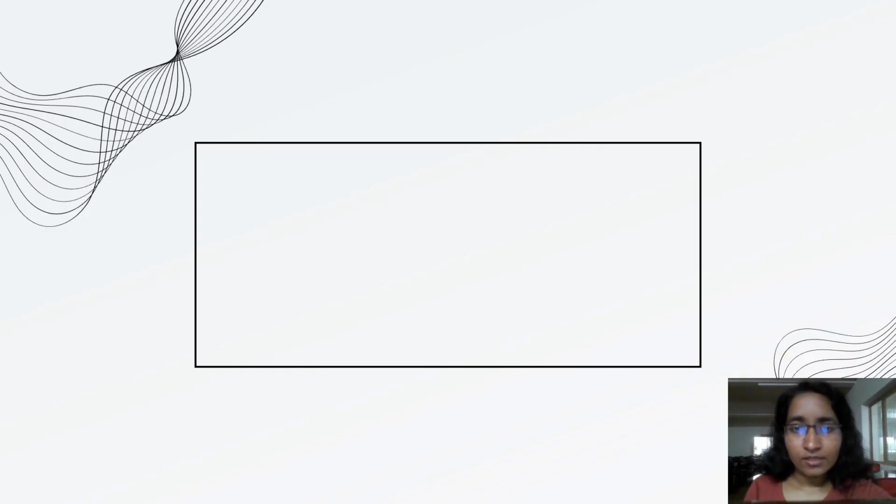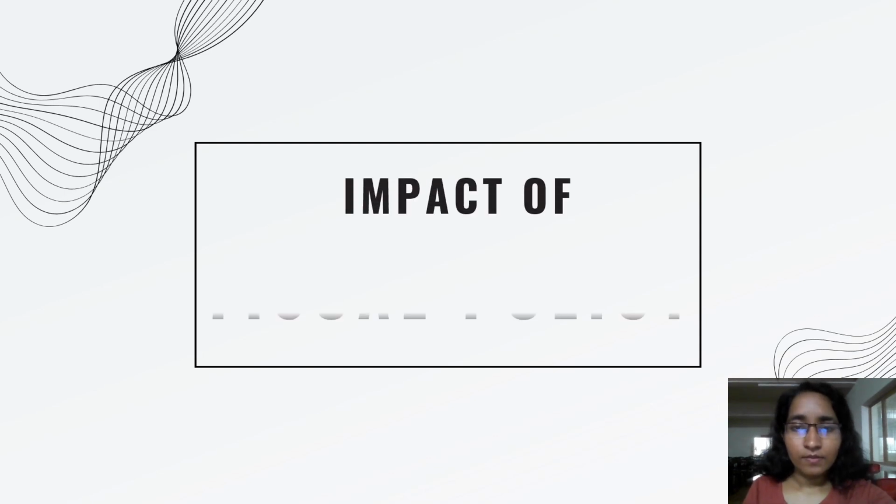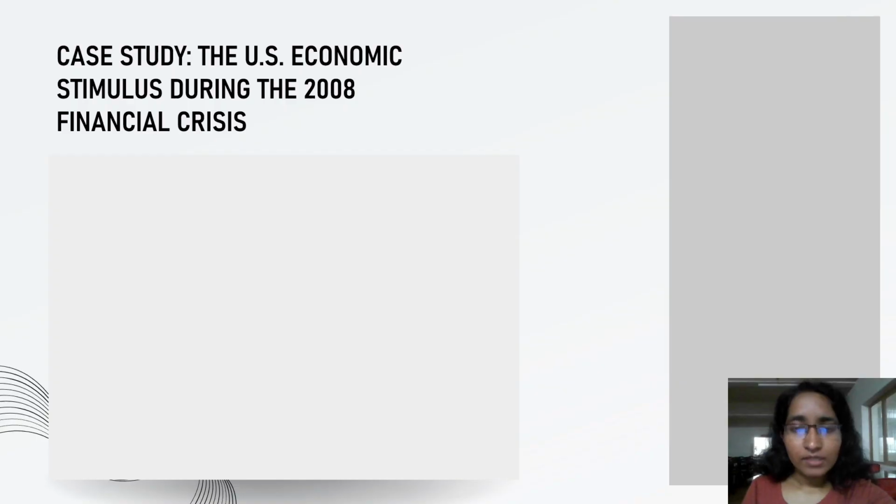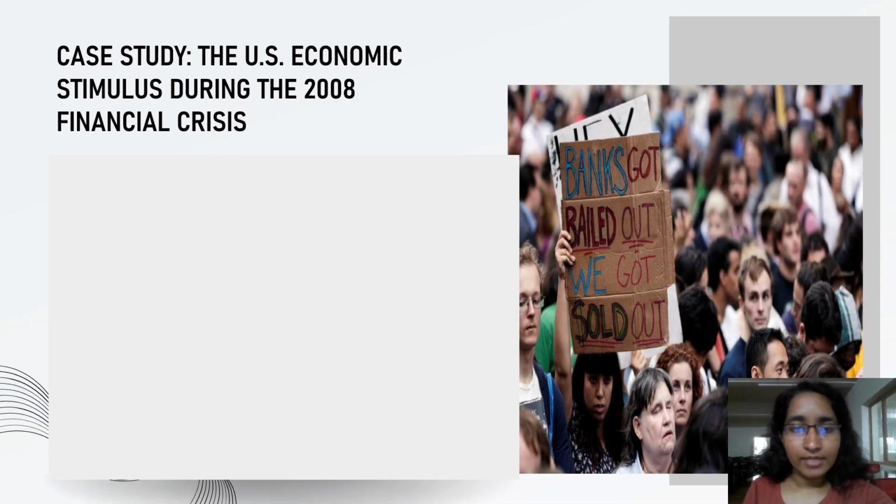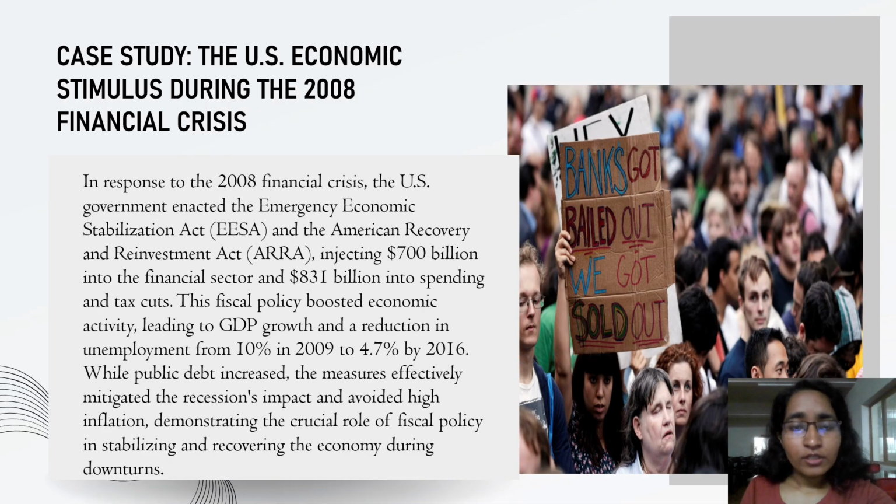So coming to the next topic, the impact of fiscal policy. I'll be first discussing a case study, that is the US economic stimulus during the 2008 financial crisis. During the 2008 recession, the US government took strong action to stabilize the economy. It passed the Emergency Economic Stabilization Act in October 2008, providing $700 billion to buy troubled assets from banks, which helped restore confidence in the financial sector.